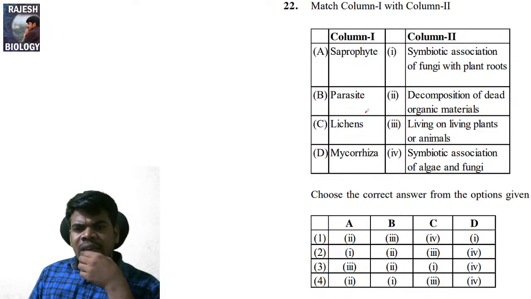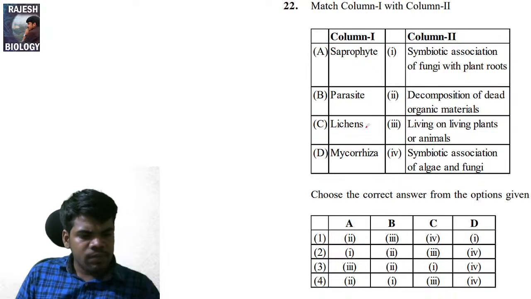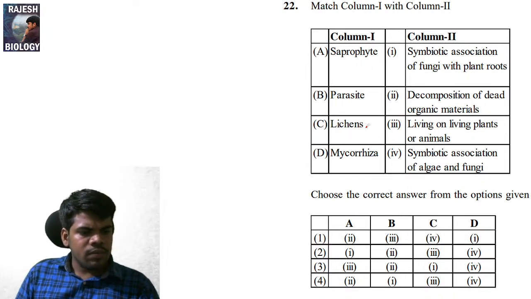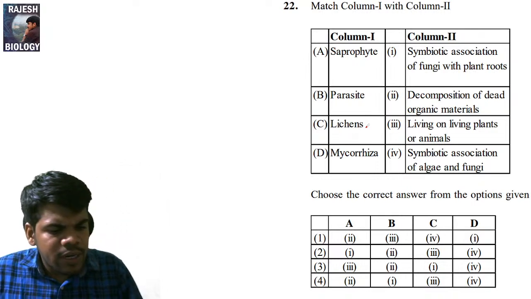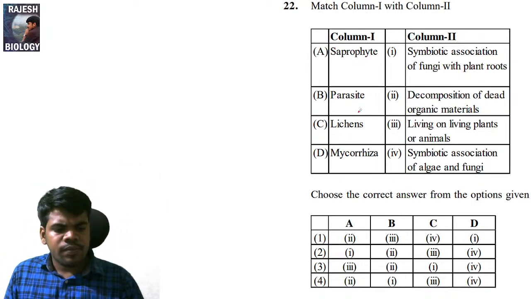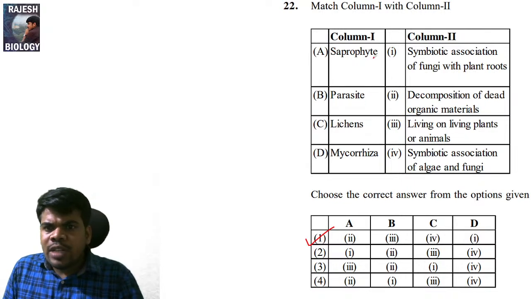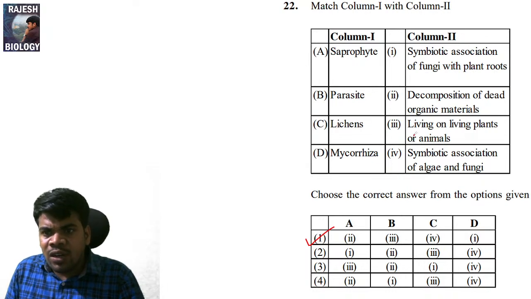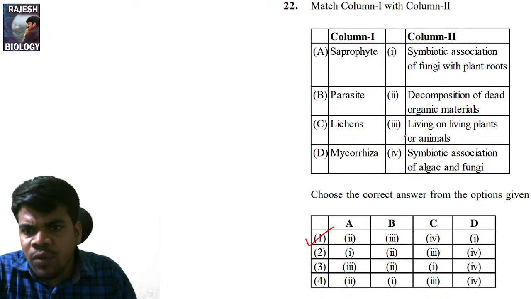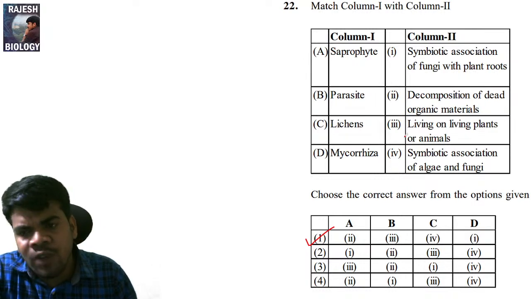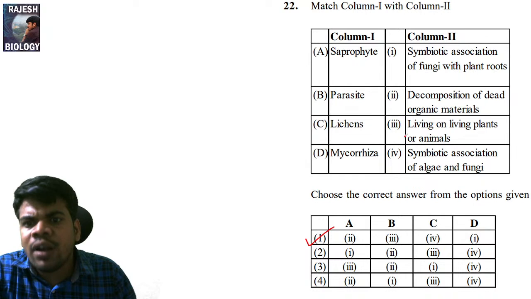Saprophyte, parasite, lichens, and mycorrhiza. 22nd. Yeah, 22nd one. The right answer is A2, saprophyte, decomposition of dead organic materials, and B3, parasite is living on living plants or animals, and C4, lichens are the symbiotic association of algae and fungi, and D1, mycorrhiza, symbiotic association of fungi with plant roots.